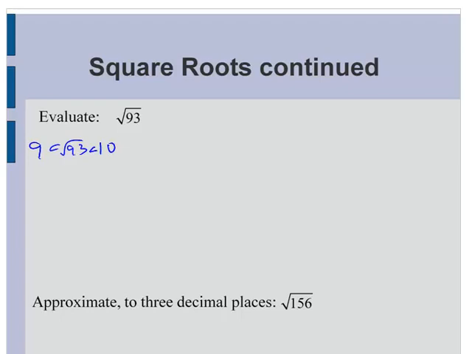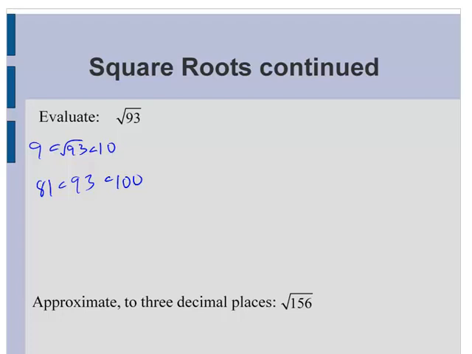And that's a reasonable guess, because 9 squared is 81, and 10 squared is 100. Since 93 falls between 81 and 100, its square root would fall between 9 and 10.